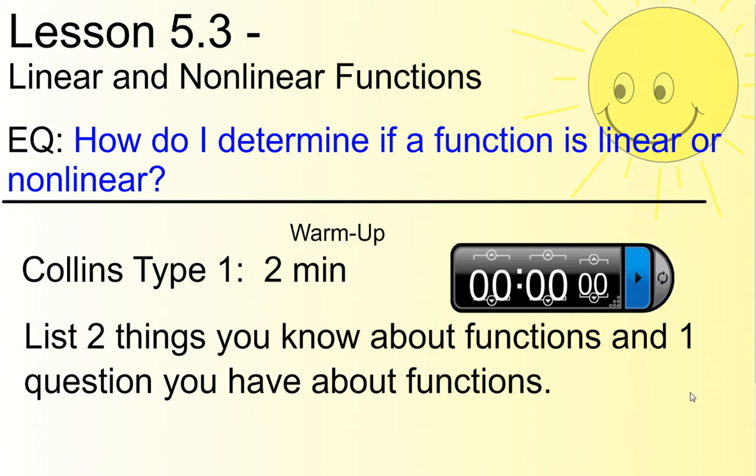Right, so things you might have said, things you know about functions. Well, we know that they take an input and an output. We know that a function passes the vertical line test. We know that in a function, each input has exactly 1 output. And as far as 1 question you have about functions, well, that's something for you to decide.